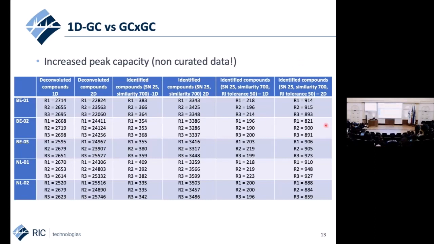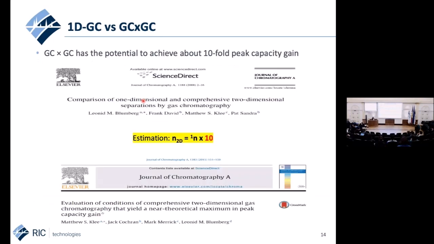And again, here we looked at the impact of looking at the retention indices or not. But actually, by looking here that we have about a 10-fold information increase, it's in line with what has been previously published. Back in 2008, Blomberg, and also in 2015, Matthew Klee, they published interesting studies in which they said that theoretically, GC×GC has the potential to achieve about a 10-fold peak capacity gain. So actually, this is what we have seen with our results.